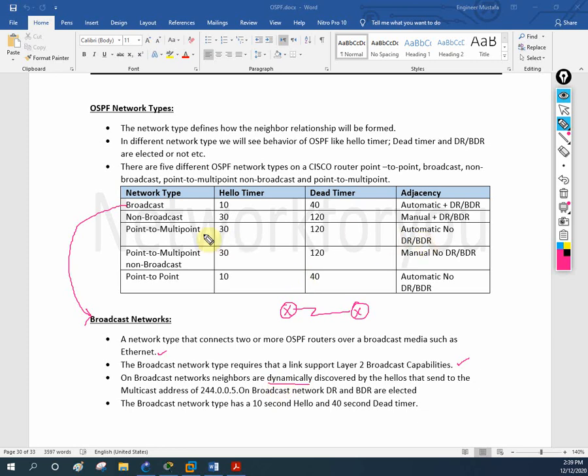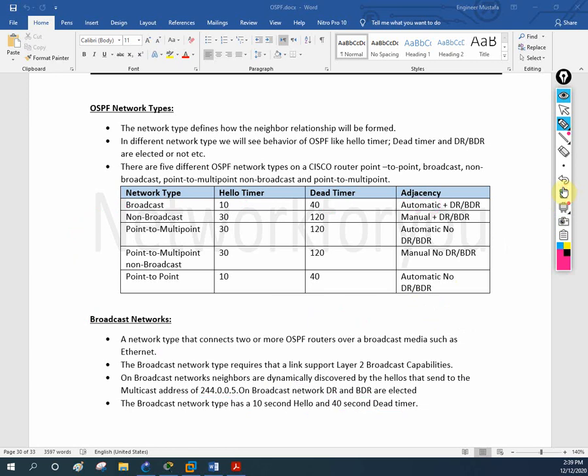As we discussed here, when we do this, they will automatically form the neighbor. The hello timer and the dead timer will be the default values we discussed before: 10 seconds and 40 seconds. The packets they send go to the multicast address 224.0.0.5, and in the broadcast network they will select the DR and BDR. The values are mentioned here, the same thing I discussed, I have written here.